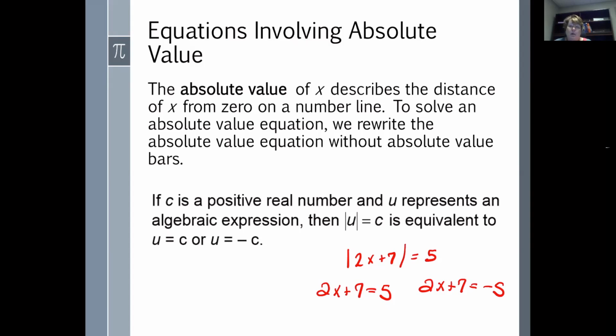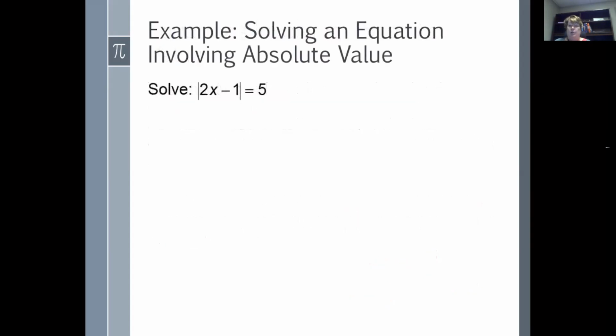5. So if you solve an absolute value equation, how many answers are you going to get? Are you going to get 1? Are you going to get 2? Yes. You're going to get 2 answers. All right. So let's solve an absolute value equation. To solve an absolute value equation, you take the algebraic expression that's inside the absolute value bars, you set it equal to the positive constant, you set it equal to the negative constant. Solve the two equations.